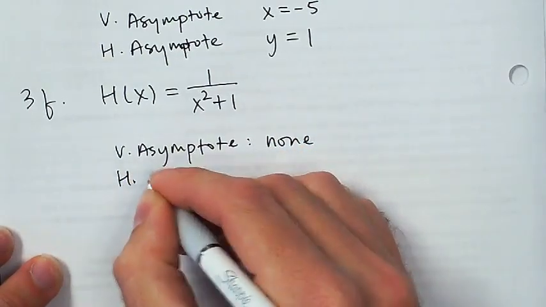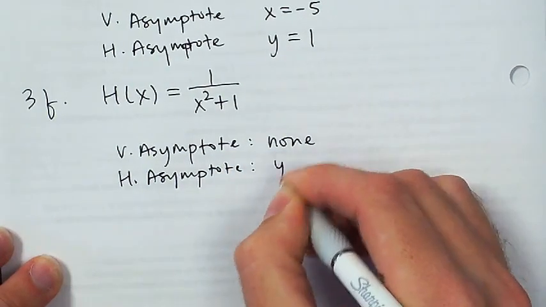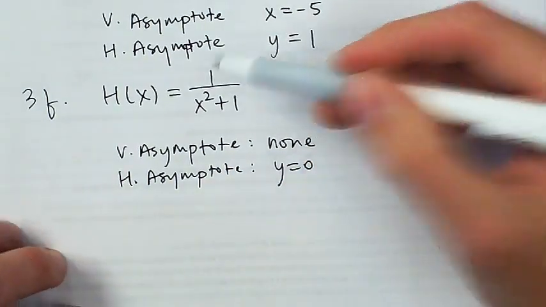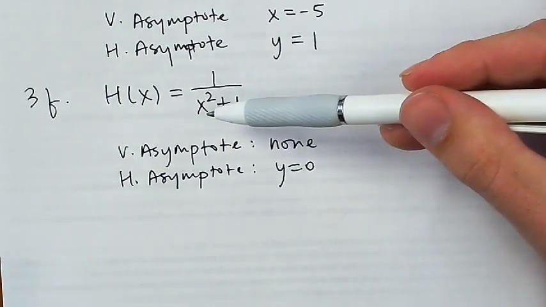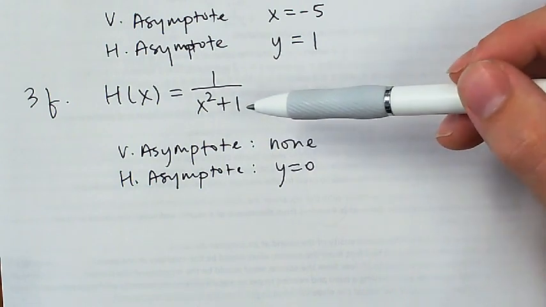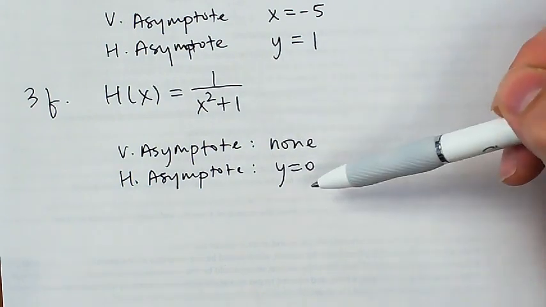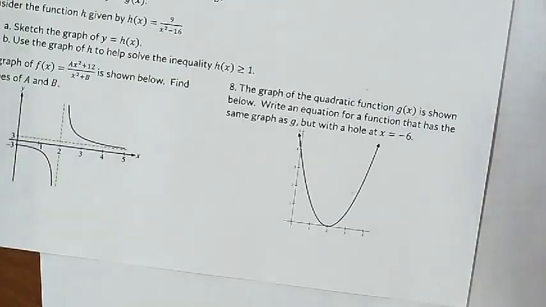But the horizontal asymptote is going to be y equals 0. On one hand, we've got a fraction with a numerator that's constantly 1, so that could never equal 0. But also, the bigger x gets in either the positive or the negative direction, the bigger the denominator gets, the smaller the quotient gets, and I'm trending towards y equals 0. Okay, so that was number 3.